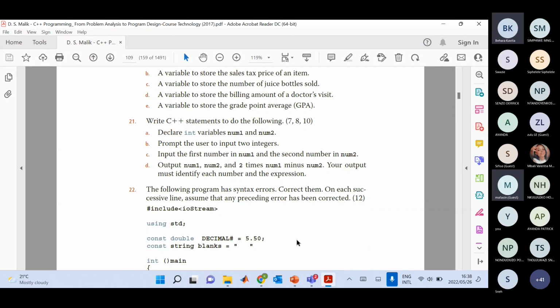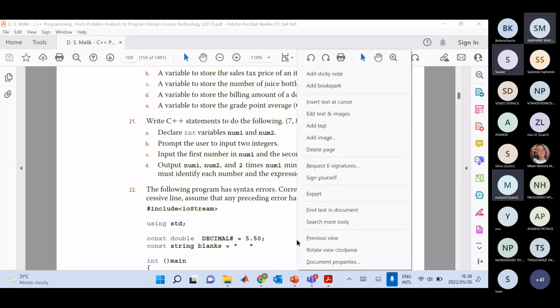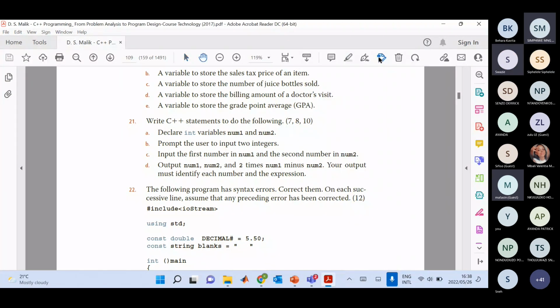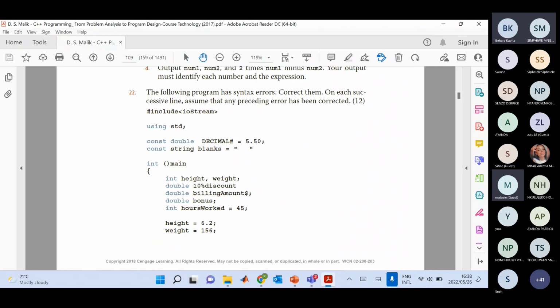Okay, what is the mistake in this program? What is the problem in this question number 22? The following program has syntax errors. Correct them. On each successive line, assume that any preceding error has been corrected. Is there any mistake here?